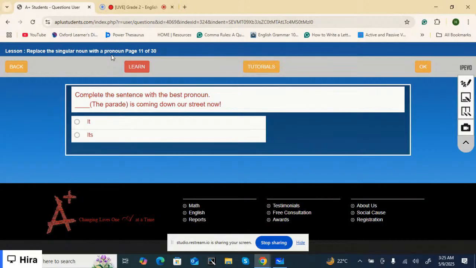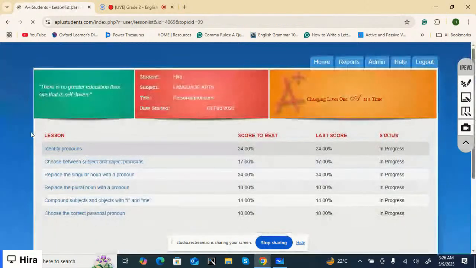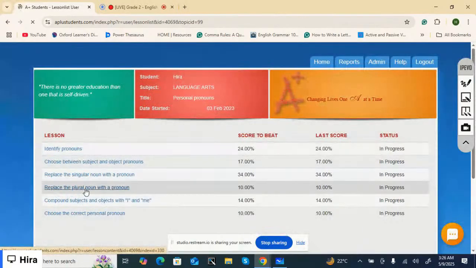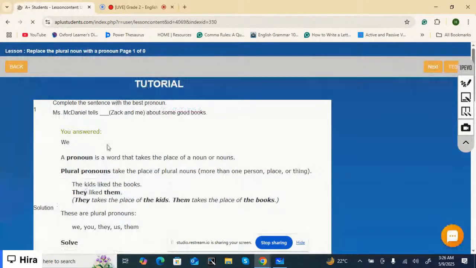We'll move to the second lesson, the fourth lesson, I should say. Second lesson for today, but it's the fourth lesson of the chapter, personal pronouns. In this one, we'll learn how to replace the plural noun with a pronoun. It's the same.